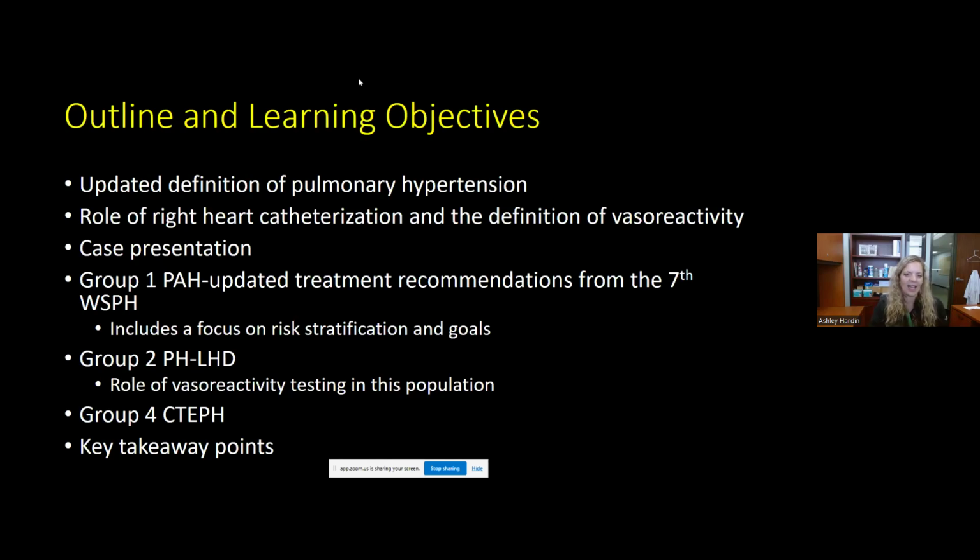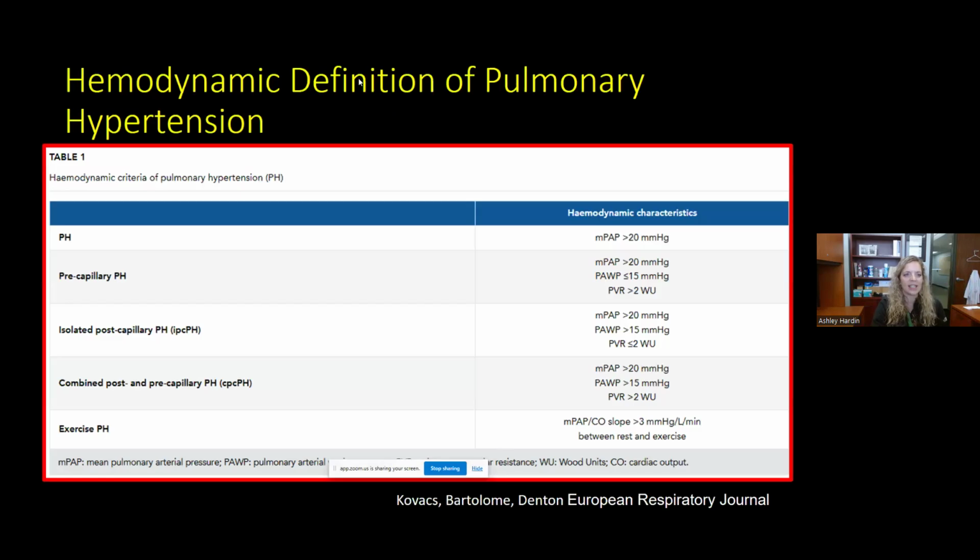We'll put all this together in a case that'll allow for a framework for discussion about group 1 PAH and the updated treatment recommendations that came out from the 7th World Symposium on Pulmonary Hypertension that was last summer. This includes a focus on risk stratification and then goals of risk stratification and treatment. And then we'll move on to group 2, pulmonary hypertension in the setting of left heart disease, and circle back to the role of vasoreactivity testing in this patient population. We'll touch on group 4, CTEPH. Actually, after each of these sections, there are key takeaway points. Okay, so let's get started.